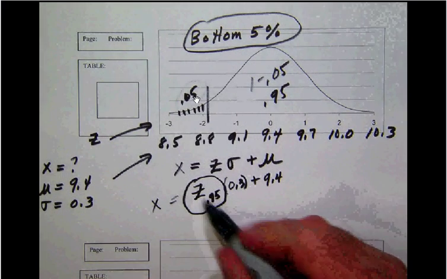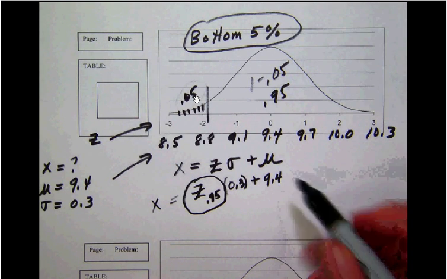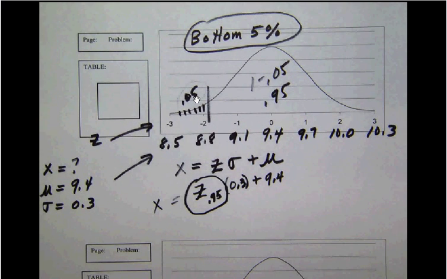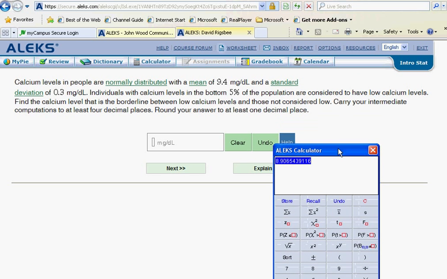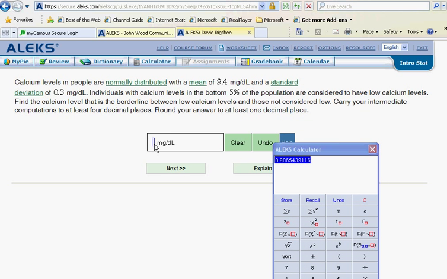That's going to give me my x value. So I'm going to take the z of 0.95, multiply by 0.3, and add 9.4, and I can do that all in one step on my ALEKS calculator. Let's go do that right now. I'm going to take the z of 0.95, multiply that times sigma, which is 0.3, and add 9.4. ALEKS tells me that my answer is about 8.90. They want this to one decimal place, so 8.9 should be the answer in ALEKS that we want.